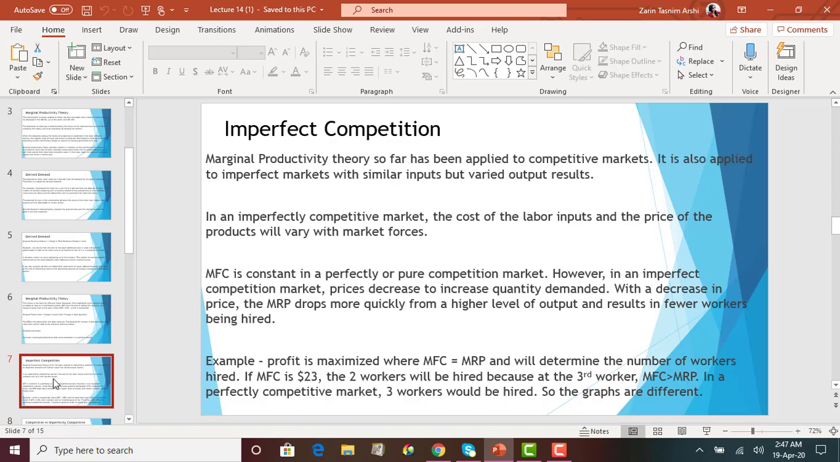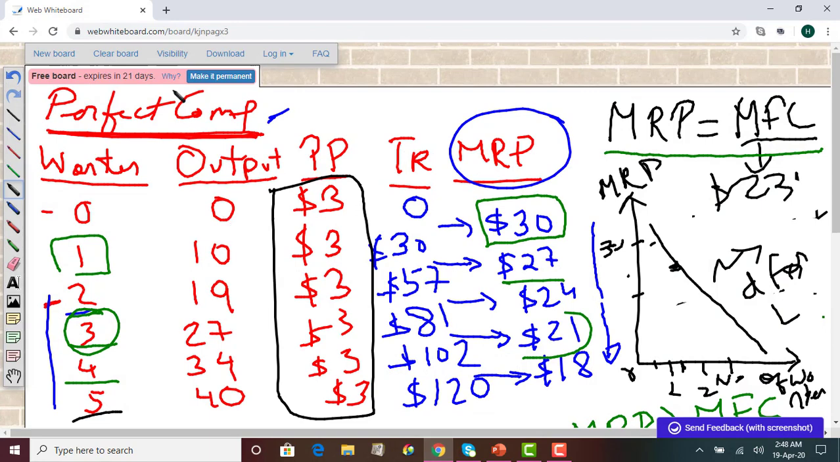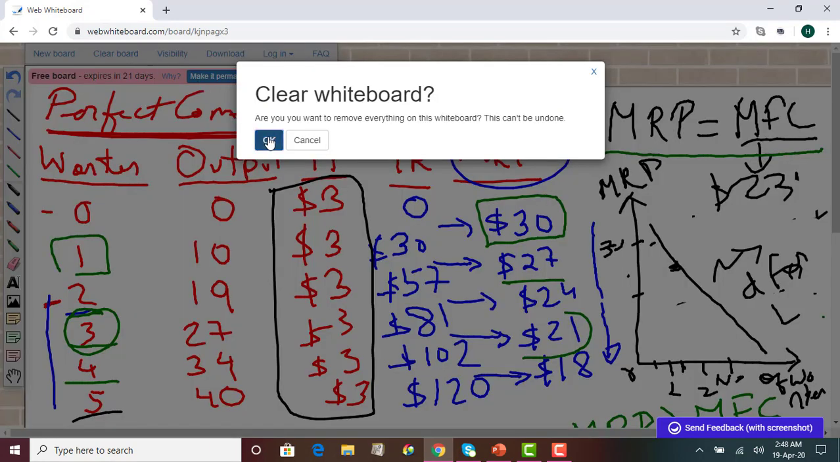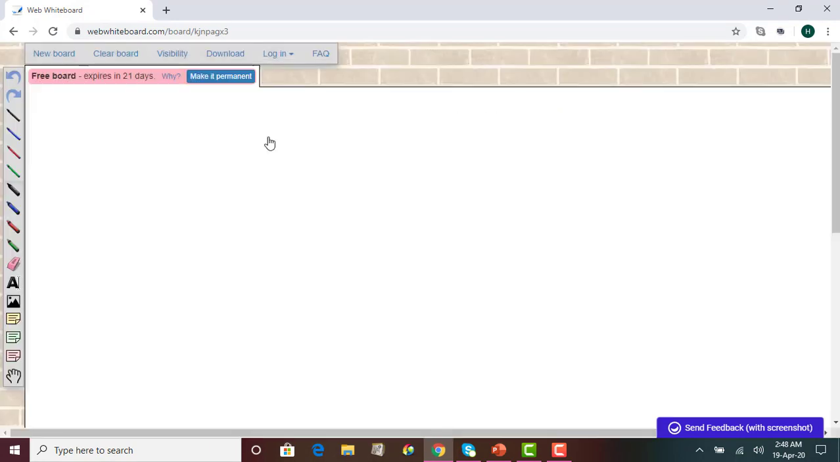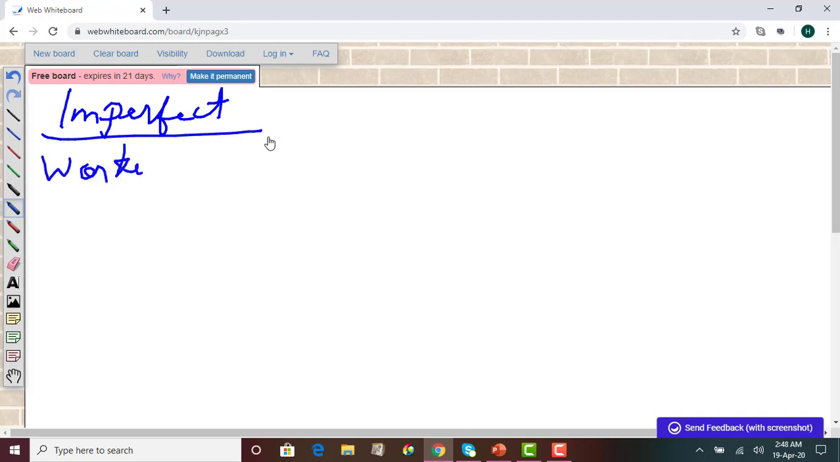In a perfect competition market structure, firms will hire more workers. In an imperfect competition market structure, they will hire fewer workers. Now let's do an example again and see how it's different from perfect competition. Okay, so let's clear the board and look at imperfect competition. So now we are looking at imperfect. Again, let's say we are given 5 worker situations, 0, 1, 2, 3, 4, 5.